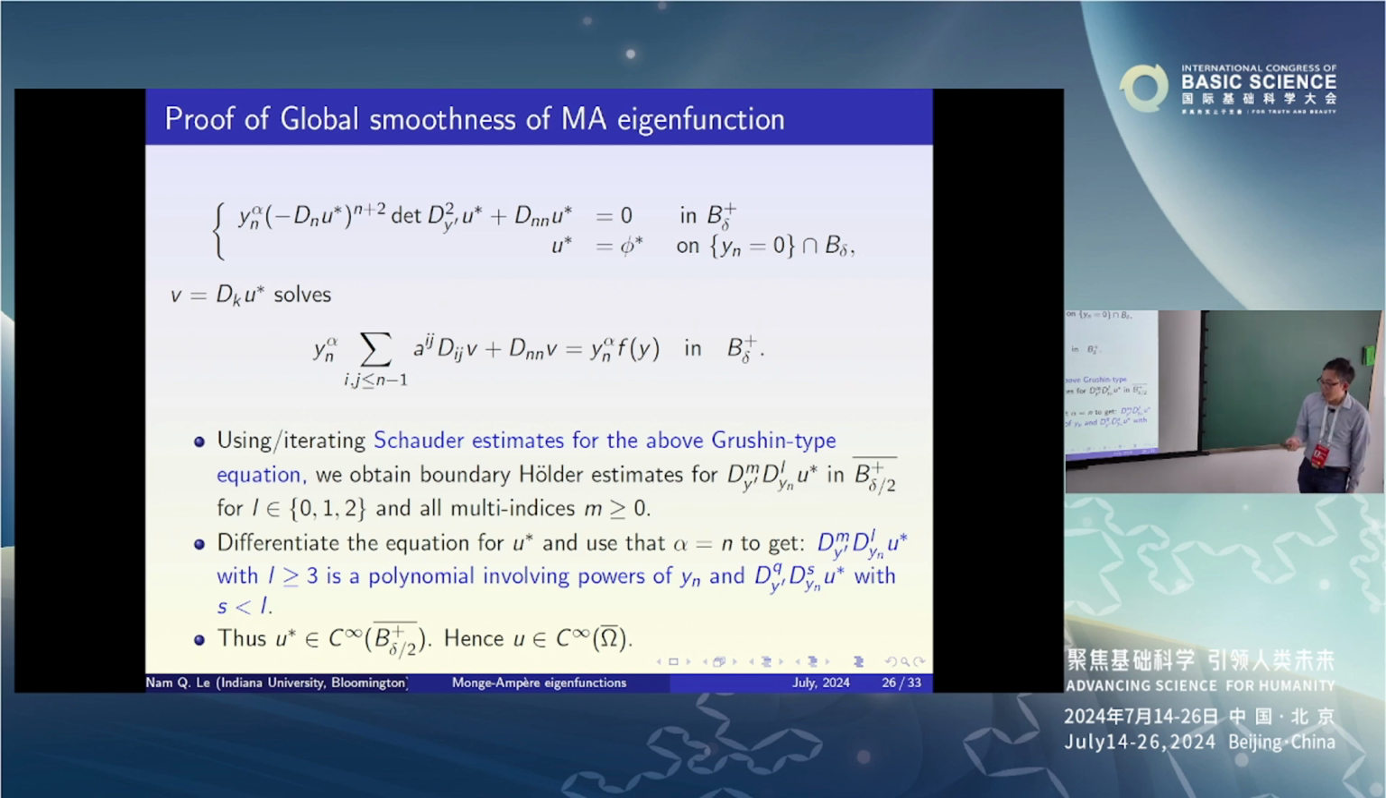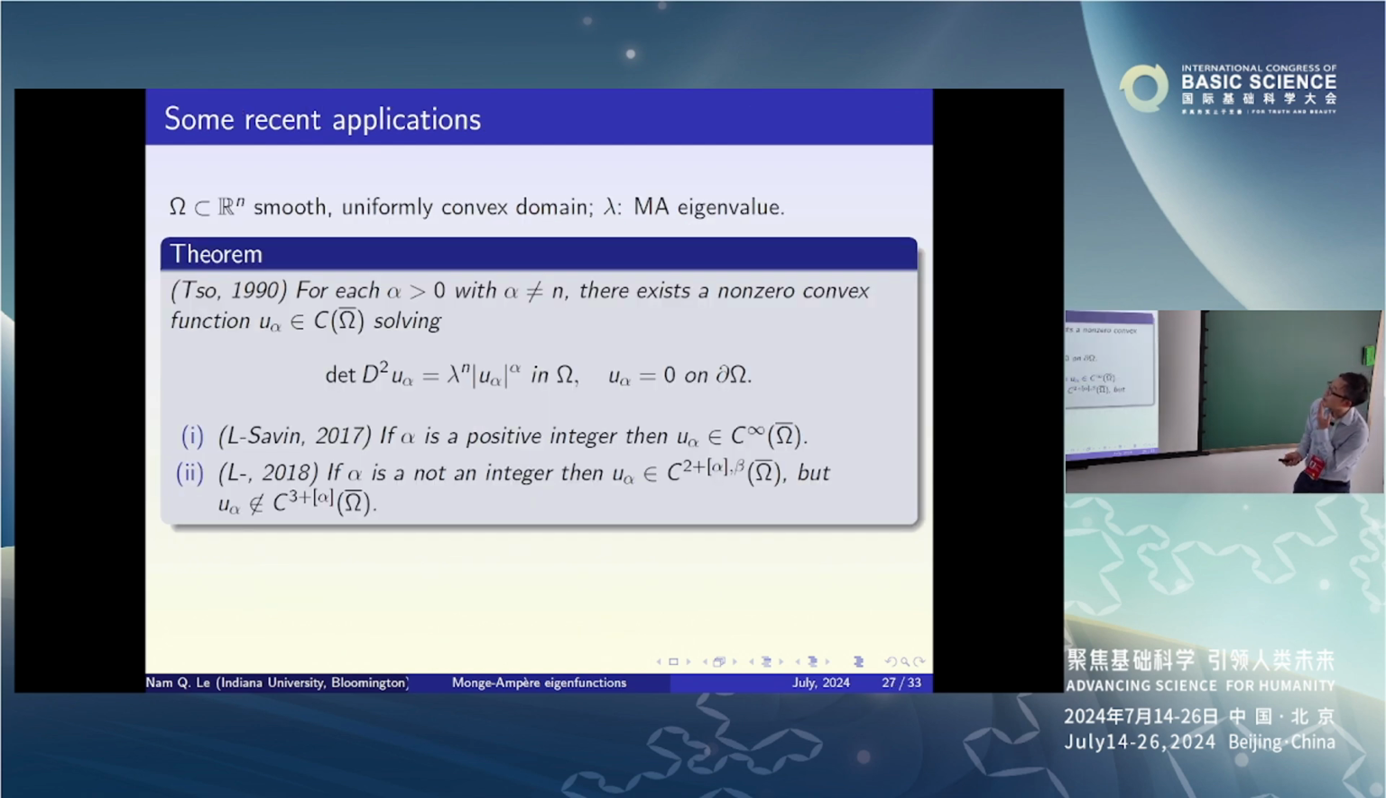All right, so we have a few minutes left, so let me mention a few results coming from this. The Monge-Ampere eigenvalue problem corresponds to this equation when alpha is equal to n, but it's also interesting to study this equation when alpha is not n. And so Savin proved that for any alpha not equal to n, you also have a non-zero convex function u solving this equation.